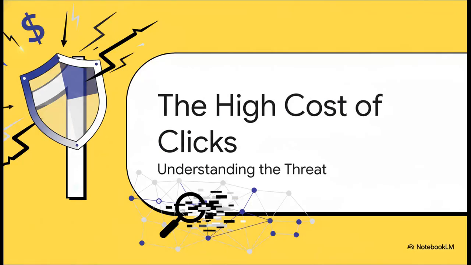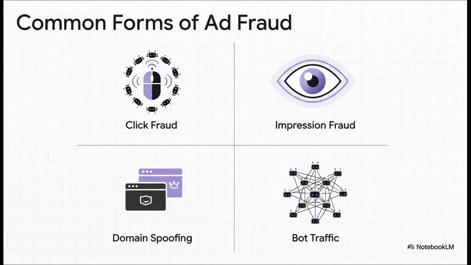Okay, so to protect your campaigns, you've first got to understand the enemy. Let's break down the most common tactics that fraudsters are using right now to drain your ad spend. The playbook for ad fraud is pretty varied. You've got click fraud, which is basically bots or scripts just endlessly clicking on your pay-per-click ads. Then there's impression fraud, which artificially jacks up the number of times an ad was supposedly seen. Domain spoofing makes a really garbage site look like a premium one.